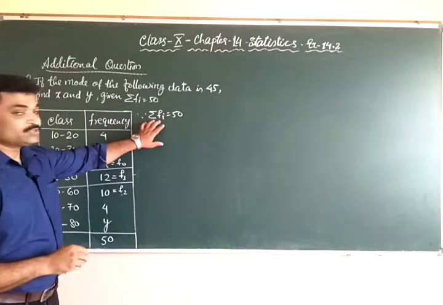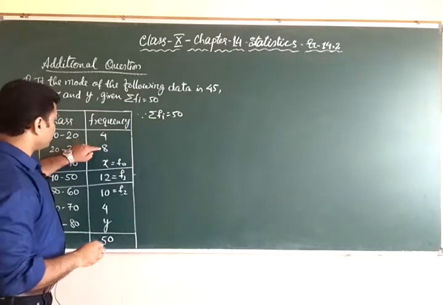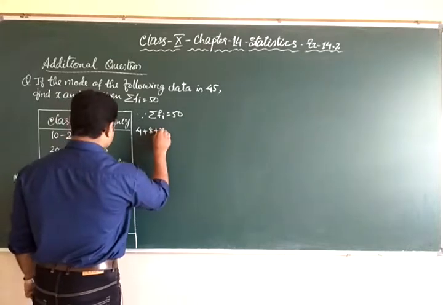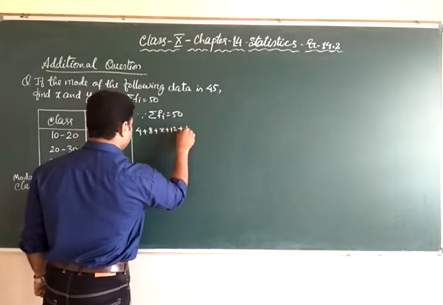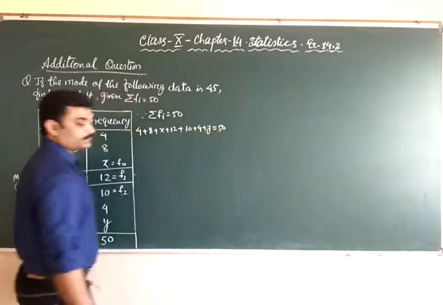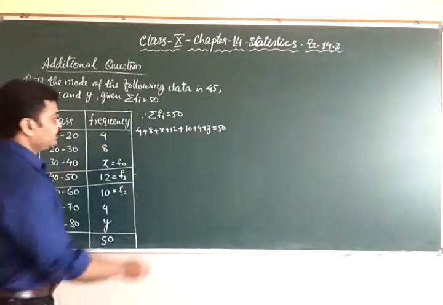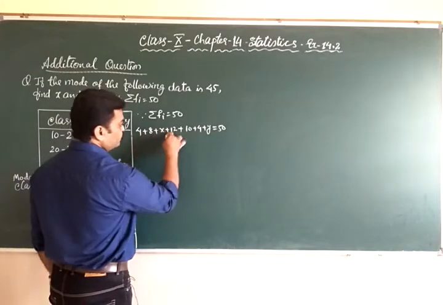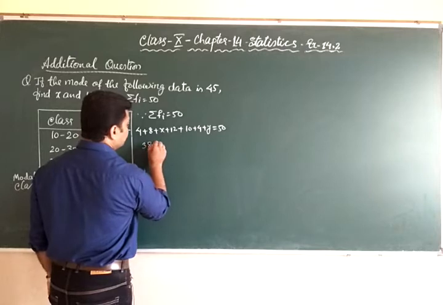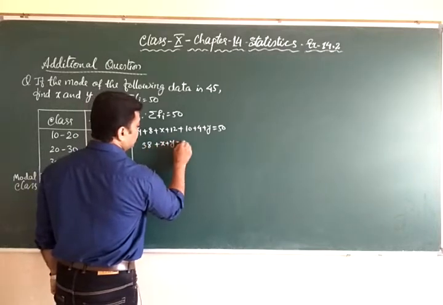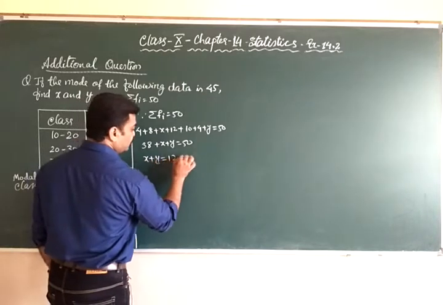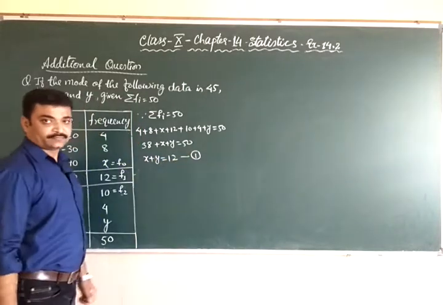Since sum of fi is equal to 50, it is given. So what is the sum of all these frequencies? We will write 4 plus 8 plus x plus 12 plus 10 plus 4 plus y is equal to 50. Got it? Now 4 plus 8, 12 plus 12, 24 plus 10, 34 plus 4, 38 plus x plus y is equal to 50. That means x plus y is equal to 12. It is our first equation.